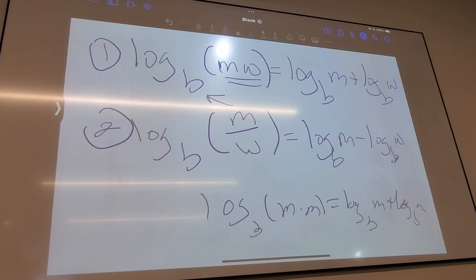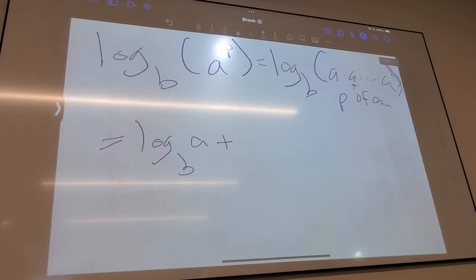So what if I had n cubed? Wouldn't I just have one more of these? Okay, so log base b of a times a times a is log base b of a plus log base b of a plus how many times? P times. So what's a better way to write something plus something plus something? I could just write it as P times that. That's what multiplication means. Multiplication is repeated addition. 2 times 3 means 3 plus 3. So this becomes the plog.